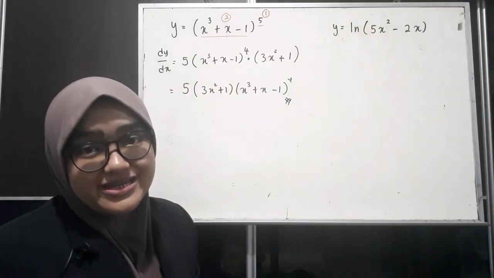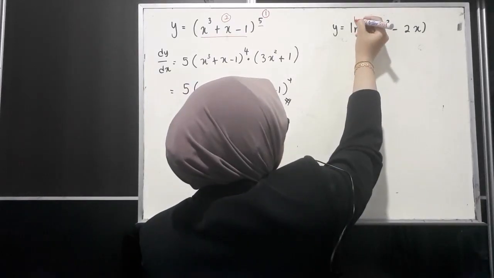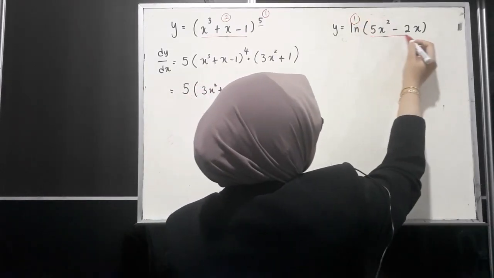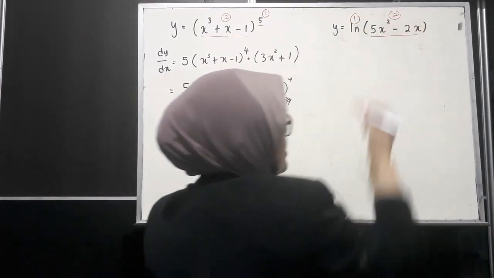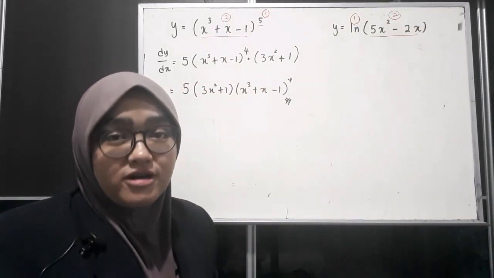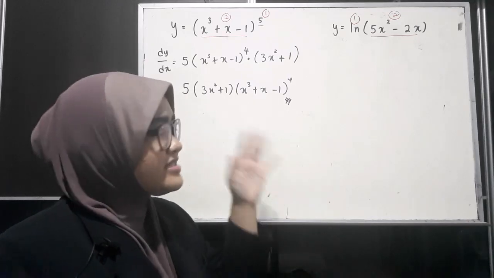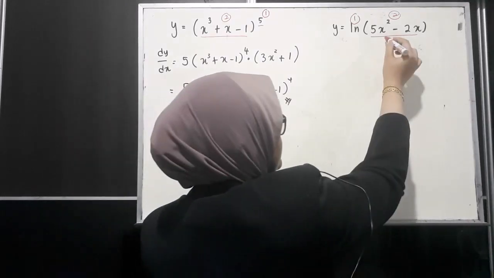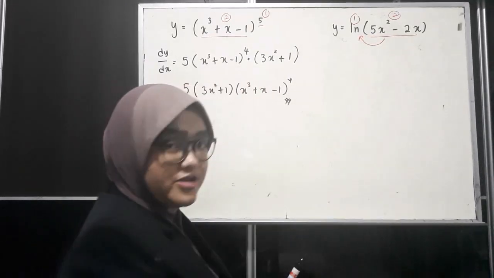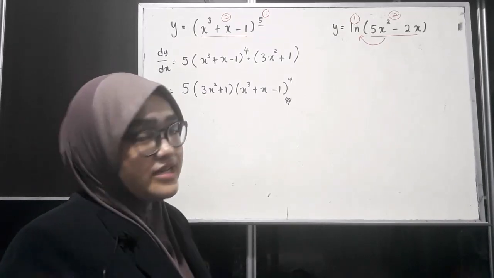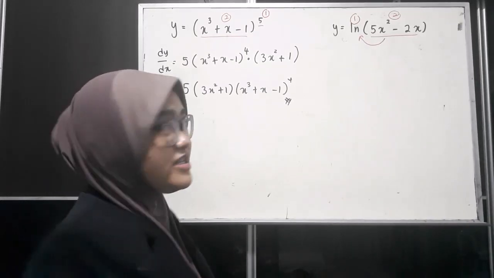We put ln as number 1 and the bracket as number 2 because the equation inside the bracket is inside the function ln. Now, let's differentiate ln.